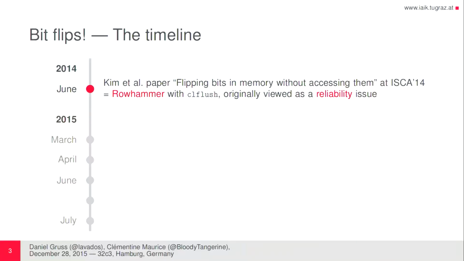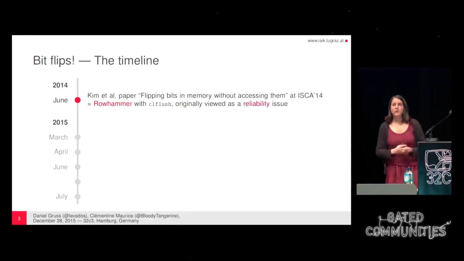Yeah, so a few words about the timeline. This is a story about bit flips in DRAM. It all started basically last year with Kim et al.'s paper, which is called Flipping Bits in Memory Without Accessing Them, at the ISCA conference. This is the original Rowhammer bug with the CLFLUSH instruction. It will make sense later. And it was originally viewed as a reliability issue.